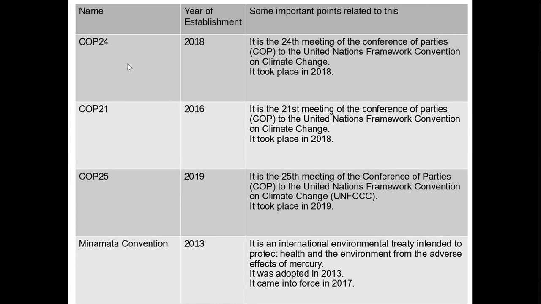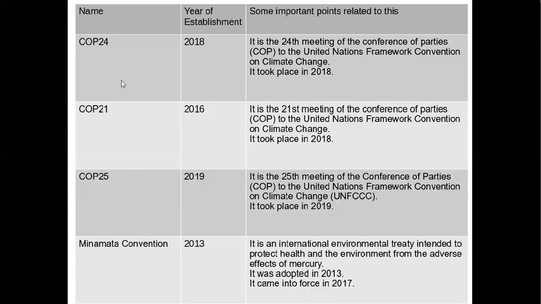And there are some Conferences of Parties also. There are three important Conferences of Parties: COP24, COP21, and COP25. What is COP24? COP24 is the 24th meeting of the Conference of Parties to the United Nations Framework Convention on Climate Change, UNFCCC. It is the 24th meeting of UNFCCC, and it took place in the year 2018.